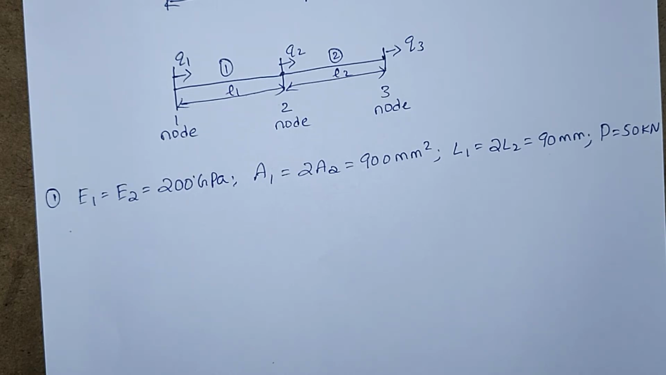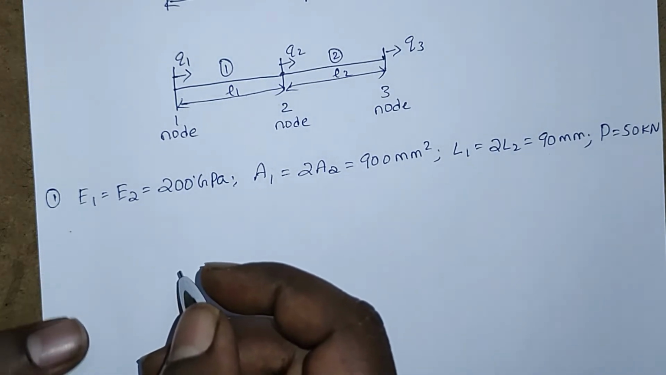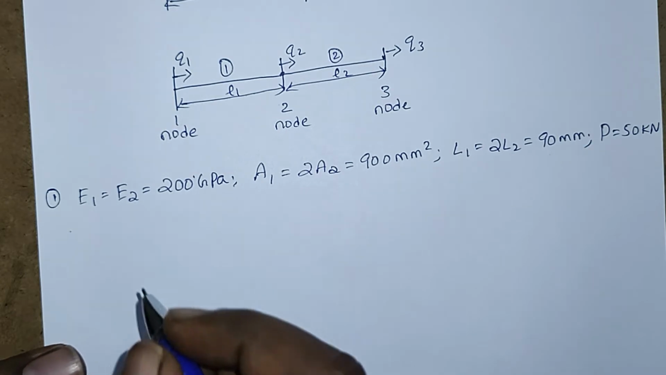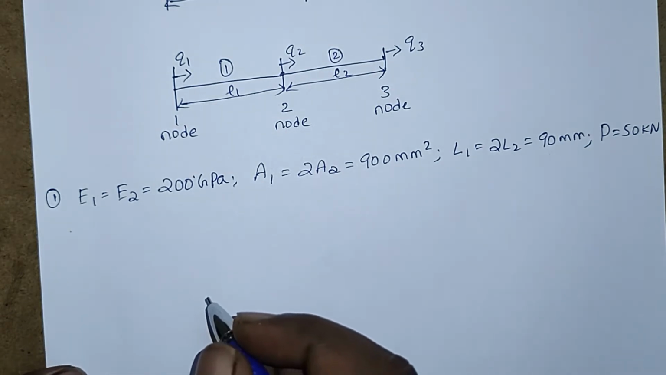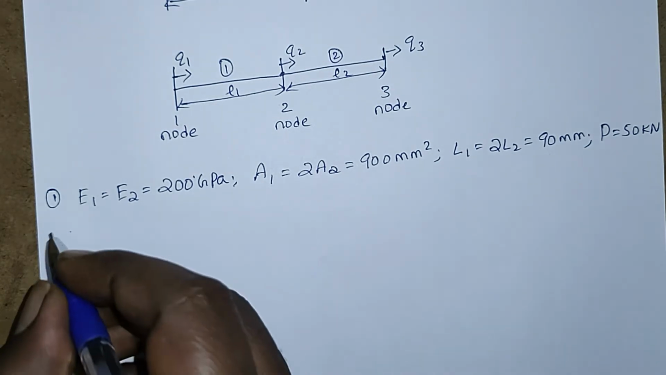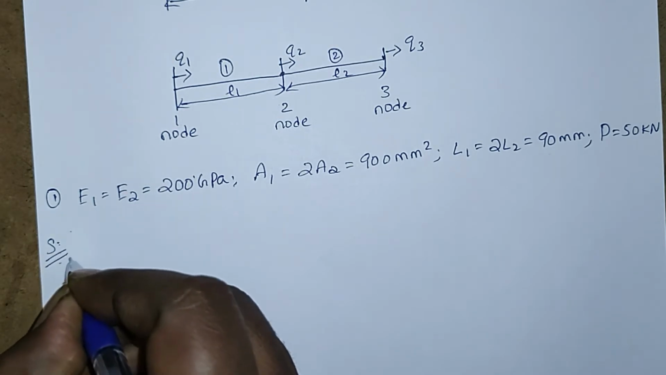The first decision to be taken before solving the problem is the unit of length, whether it is in meters, centimeters or millimeters. Let us choose mm, since areas and lengths are expressed in mm. So first we have to choose these things. Now we will start the solution here.